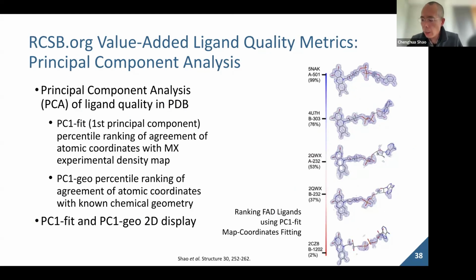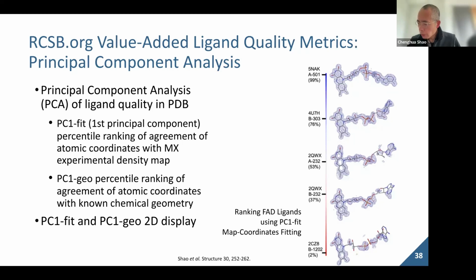So what does a high quality ligand structure mean? First, it should have sufficient experimental data support. And second, it should have good chemical geometry as well. But these are measured by multiple metrics. So we first reduce the dimension of the matrix so that we can demonstrate the ligand in a simplified view. We consolidate the goodness of fit metrics into the so-called PC1 fit by using the principal component analysis, and PC1 just means first principal component.